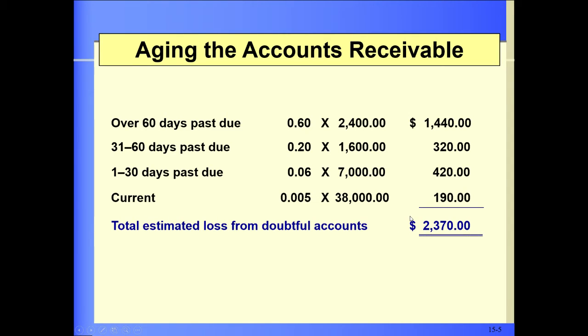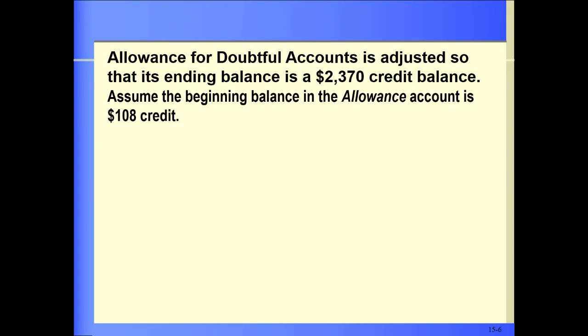What that means is that we have a total estimated loss from doubtful accounts of $2,370. Now, the method that we used in the prior video for determining the new balance for our allowance for doubtful accounts is going to carry over into this video.